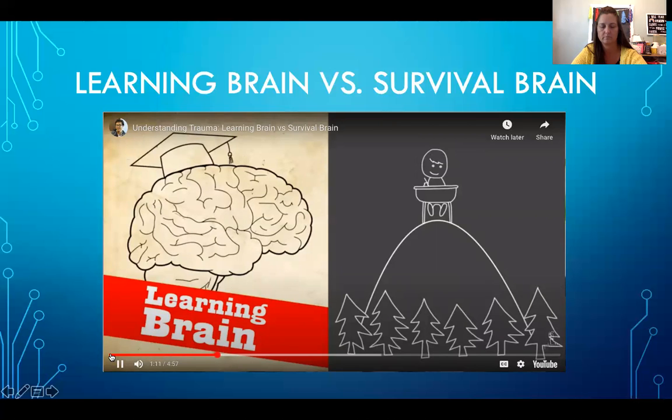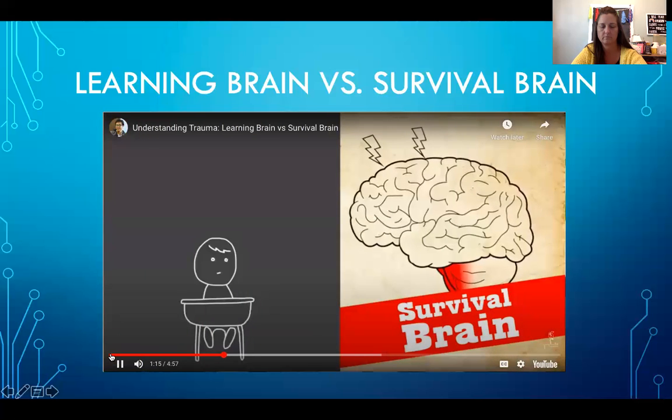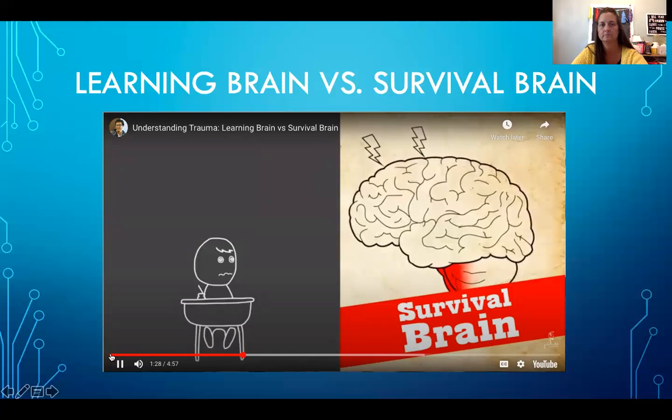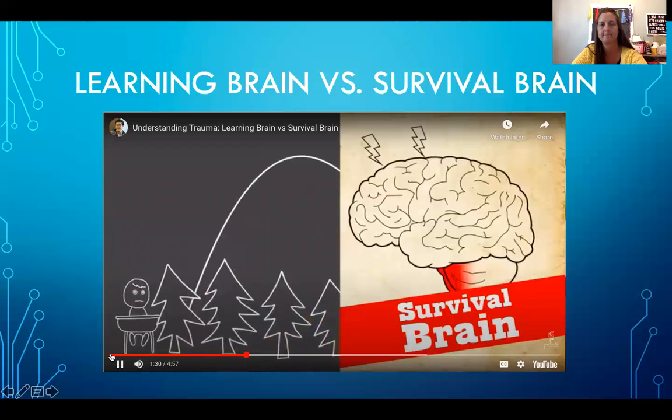Now, survival brain, on the other hand, is completely different. It's hyper-focused on threat. It doesn't like ambiguity. It wants clear, hard facts. It thinks in black and white terms. It doesn't want anything to be gray at all. And then emotionally, you can imagine that survival brain makes people feel panicky, a little obsessive, and afraid of getting things wrong. And they don't feel calm and open to learning new things. They just want to get things over with.